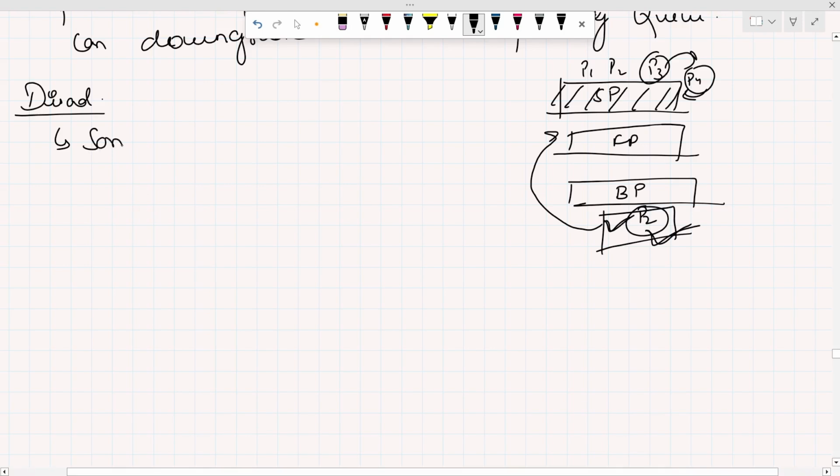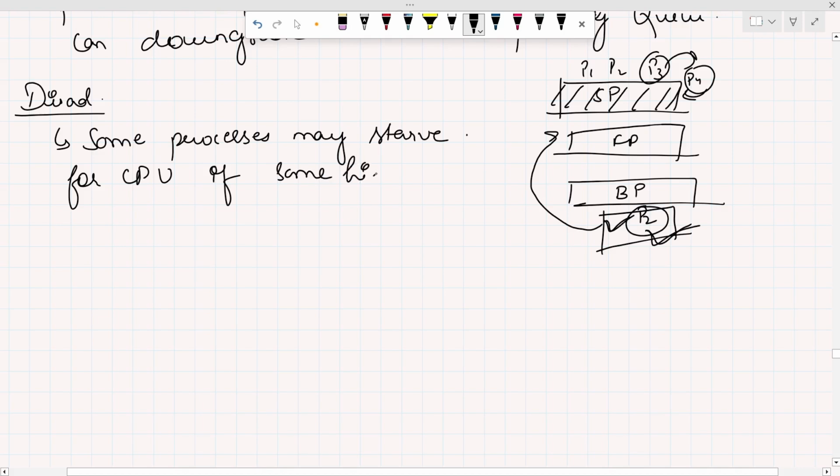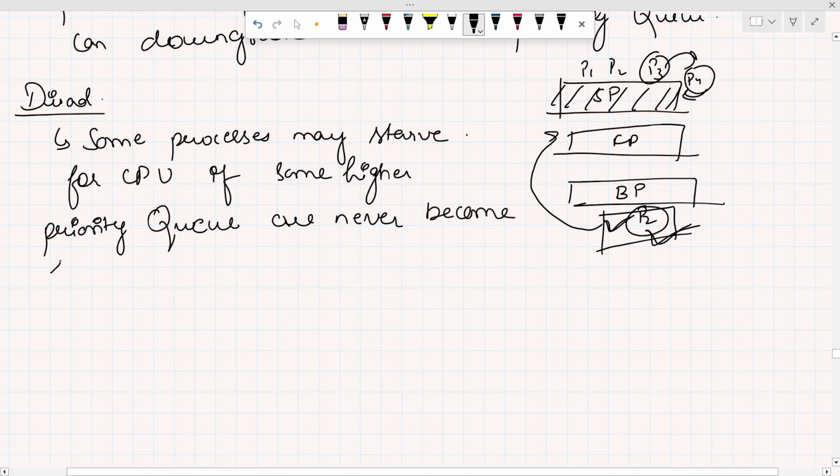So processes may starve for CPU when higher priority queues never become empty. This is the disadvantage of this scheduling algorithm.